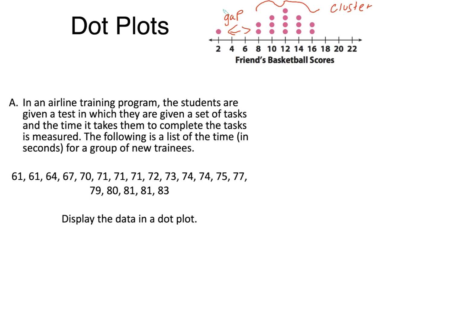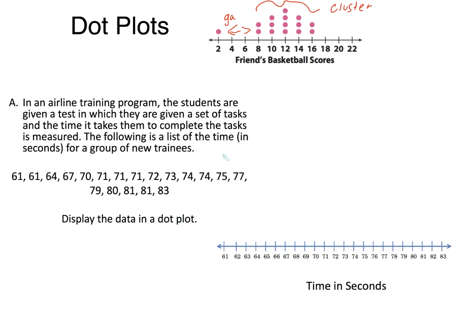So let's begin. In this first question, I'm going to have to display this data on a dot plot. It says in an airline training program, the students are given a test in which they are given a set of tasks and the time it takes to complete the task is measured. And the following is a list of the time in seconds for a group of new trainees. I am so happy that they listed the times in order from smallest to largest. So we need to display this data on a dot plot.